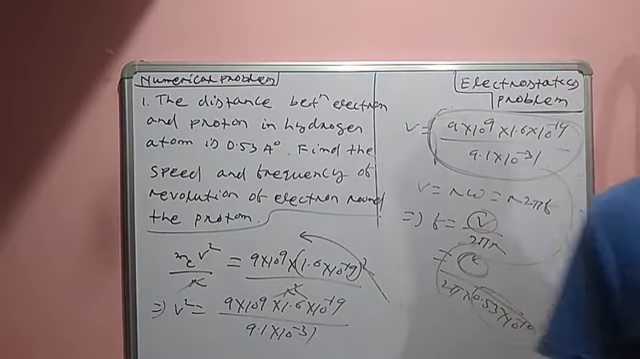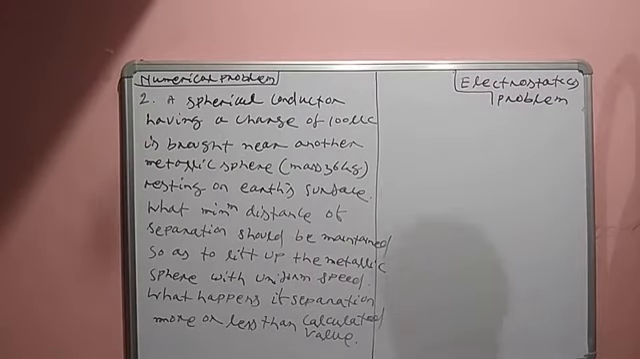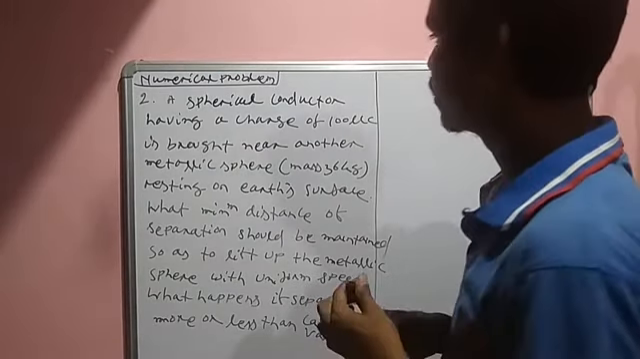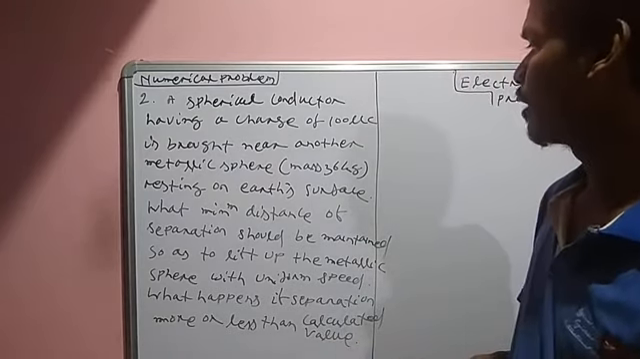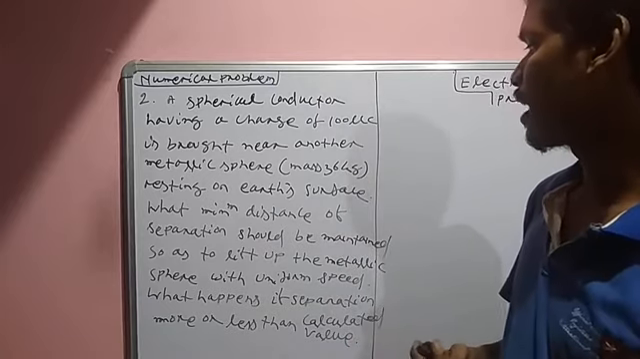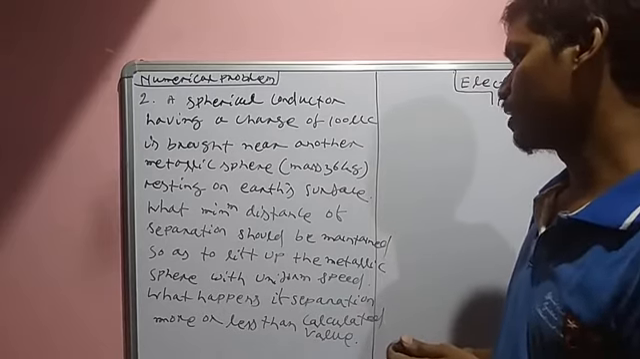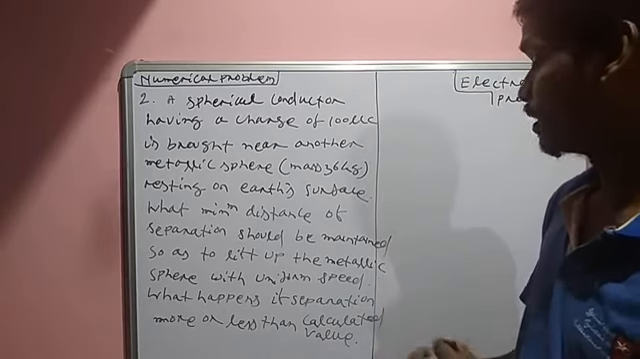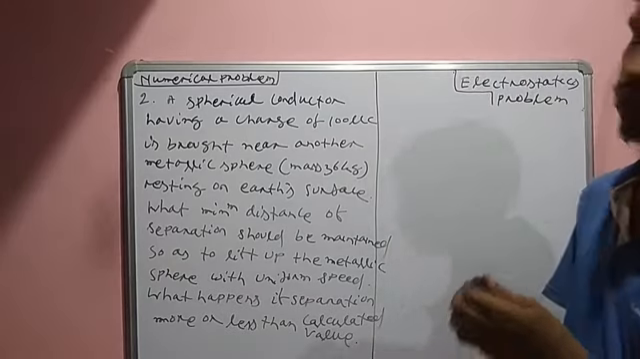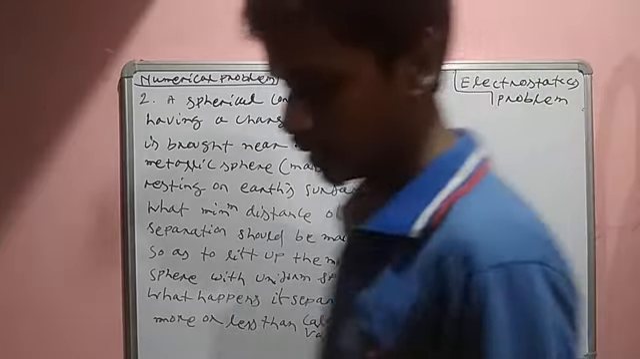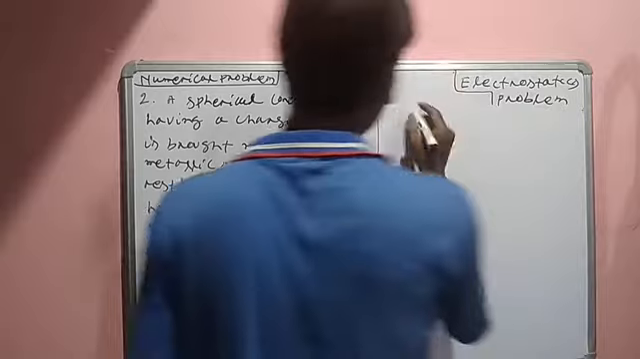Next question you can write. Here another question is present. A spherical conductor having a charge of 100 microcoulomb is brought near another metallic sphere of mass 36 kg resting on Earth's surface. What minimum distance of separation should be maintained so as to lift up the metallic sphere with uniform speed? What happens if the separation is more or less than the calculated value? First of all, you have to draw.